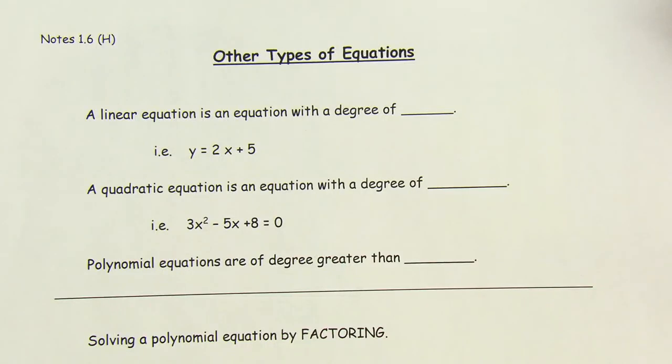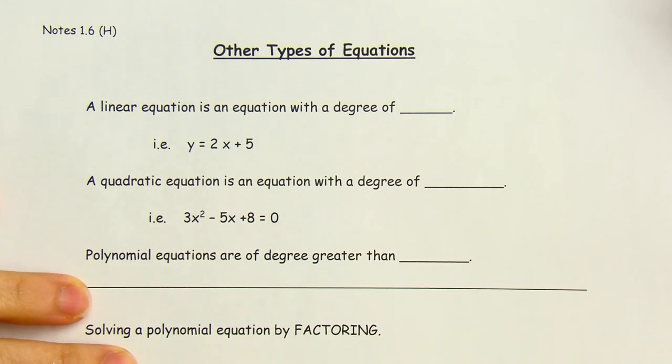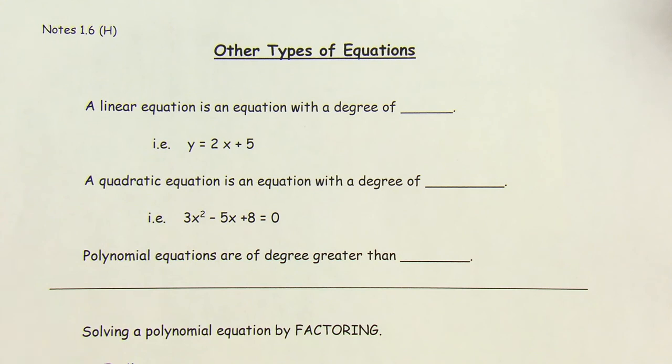Chapter 1, Section 6 is Other Types of Equations. So here we're going to see equations where there are higher powers other than 2. And we'll also see radical equations, which are really equations with rational exponents.